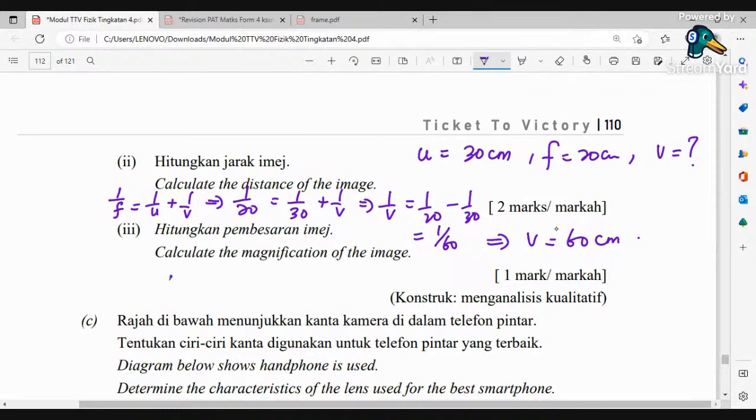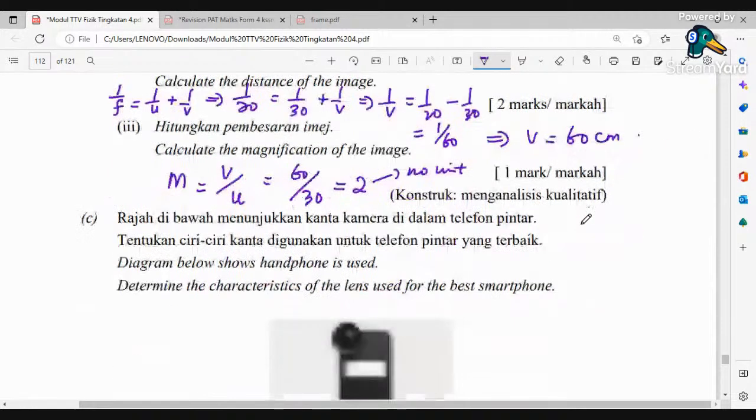Okay. Magnification. You don't have height of image, height of object. Use image distance divided by object distance. Okay, so you will get 60 divided by 30. So you dapat 2, maksudnya tak ada unit, no unit. So magnification 2, meaning image is 2 times bigger than object.